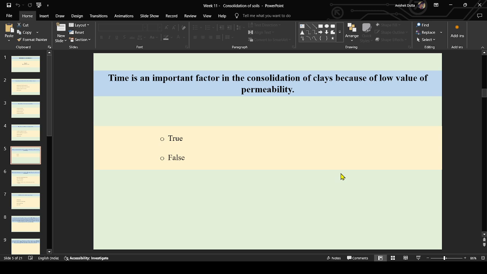1.5 hour. Anyway, so this was the statement, and you have to tell whether the statement is true or false. Okay. So I'll go to the next question now.